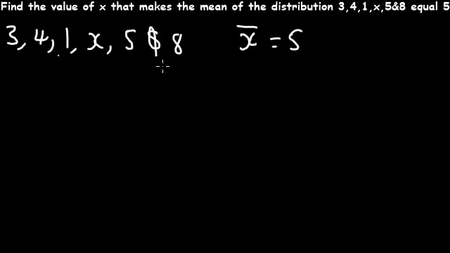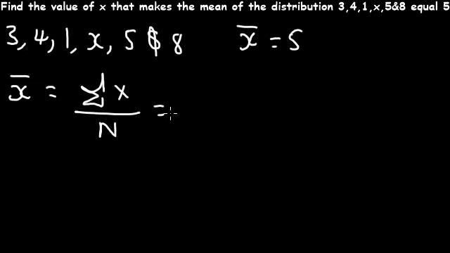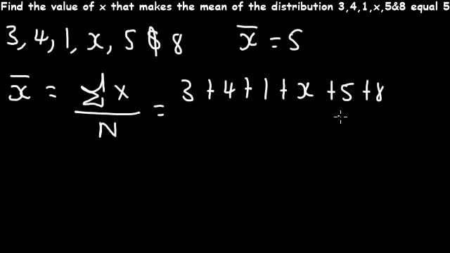Well, all we need to do is to assume we want to find x bar with these known, but yet we know that x is unknown. So to find x bar, we know that all we need to do is to add this up and divide by their quantity. So x bar is equal to the summation of x divided by n. Adding all this distribution, we have 3 plus 4 plus 1 plus x plus 5 plus 8, and we are dividing by 6. How many are there? There are 6 in quantity.